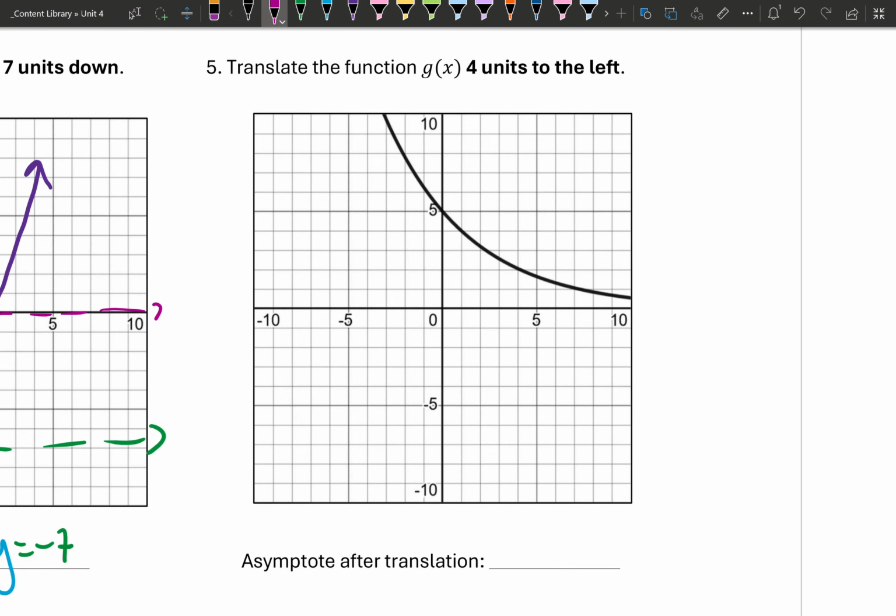It looks like here our asymptote is at y equals 0 again. If we're going to move to the left, our asymptote won't change because our asymptotes are y equals something, and moving to the left is for the x's. So after translating, our asymptote stays the same.